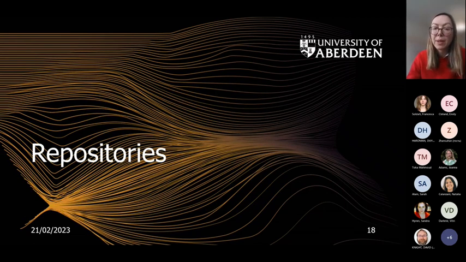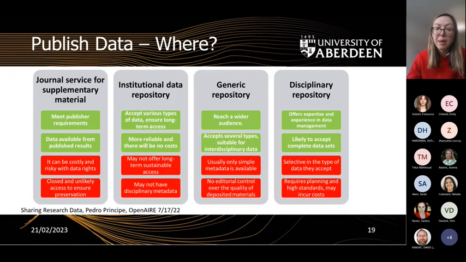From there, we're going to go on to talk a little about the different kinds of repositories that are available. So these are the four main types of repository. At one end of the scale, it's not even really a repository, but a journal service for supplementary material, through to your really disciplinary-specific repositories. I'm just going to talk a little bit about each of these, what they can offer, and how they might be suited to different needs.